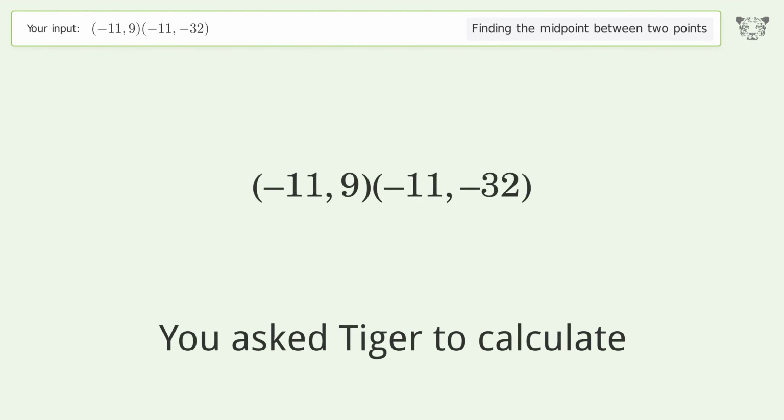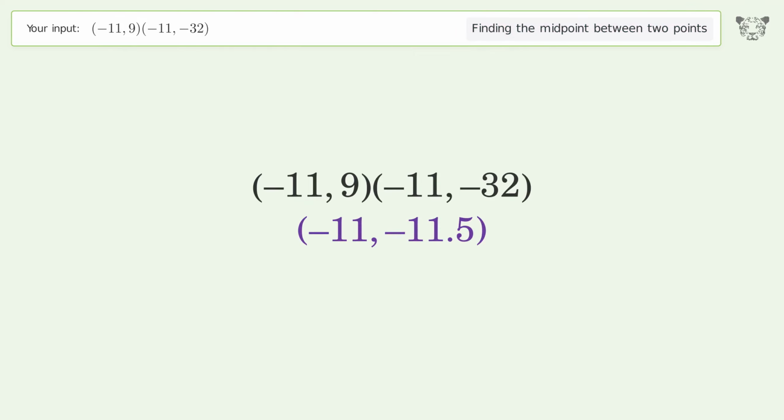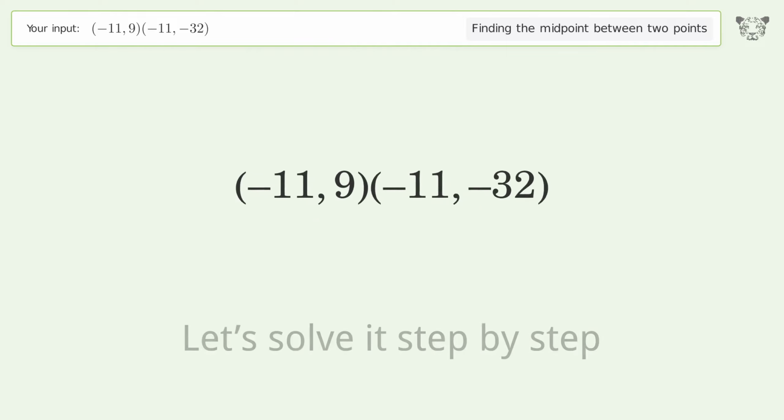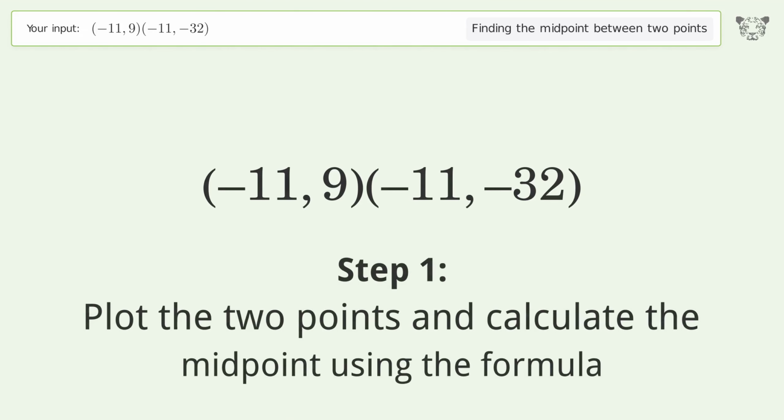You ask Tiger to calculate. This deals with finding the midpoint between 2 points. The midpoint between the 2 points is -11, -11.5. Let's solve it step by step. Plot the 2 points and calculate the midpoint using the formula.